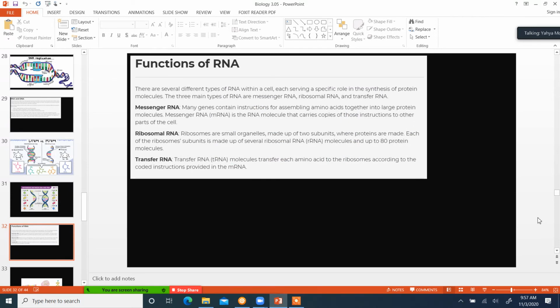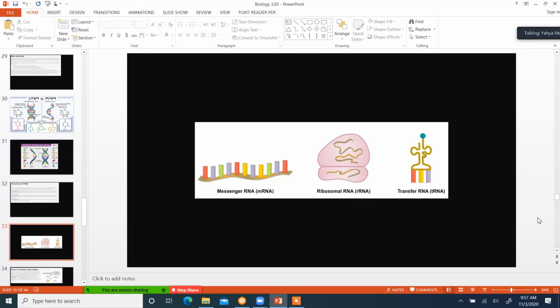All right. So there are different kinds of RNA, right? There's messenger RNA, ribosomal RNA, and transfer RNA. Let's take a look at the different kinds. So you see messenger RNA. What do you think this means, Freya, messenger RNA? Why is it called messenger RNA? It gives instructions or it sends a message.